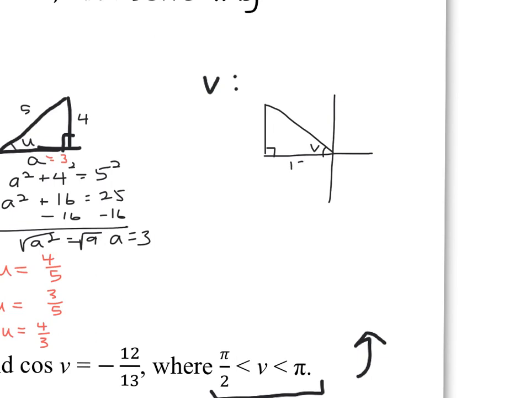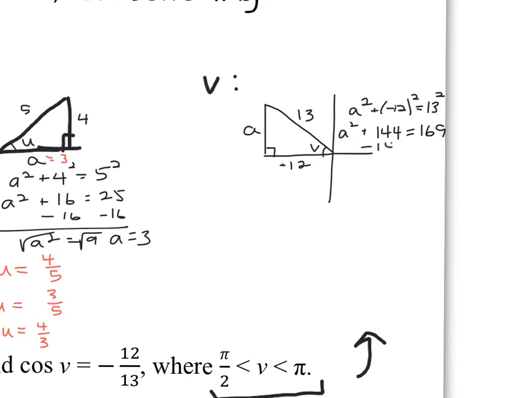Cosine is adjacent over hypotenuse. Recognizing that the hypotenuse is always positive, that means the x-coordinate is going to be negative 12 to get a cosine value that's negative. Now if we do a squared plus b squared equals c squared, watch that negative 12. A squared would stay as is. Negative 12 squared is positive 144, and then 13 squared is 169.